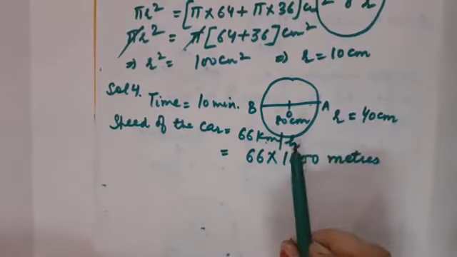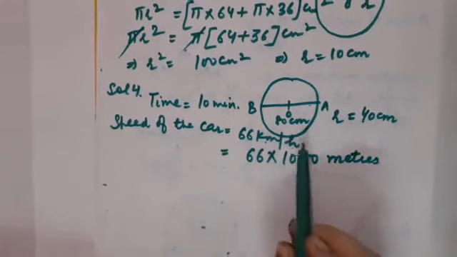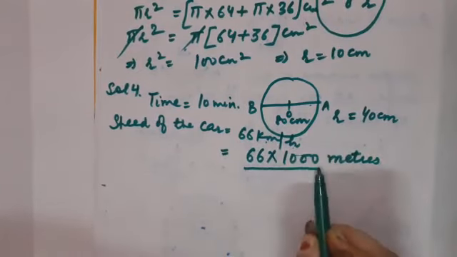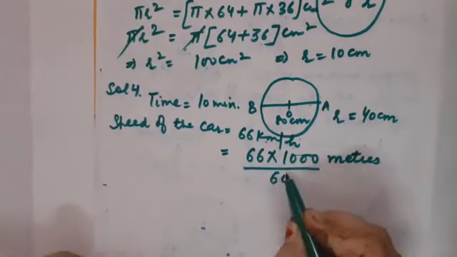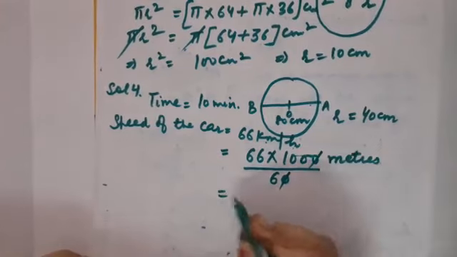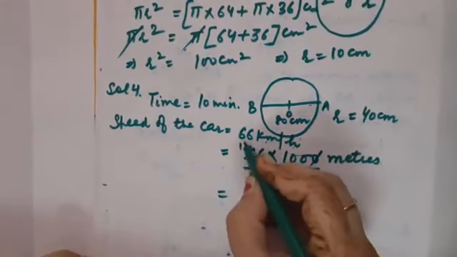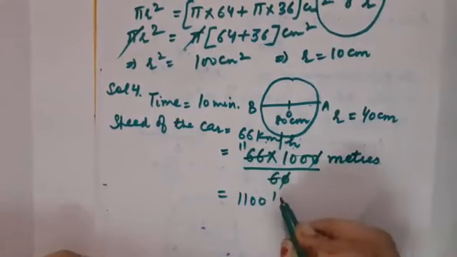Correct? Now I want time in minutes, because it is given in minutes to me. So in 1 hour there are 60 minutes. So it must be divided by 60. Yes or no? So let us cancel 0. This is 1s, 11s. It would become 1100 meters.